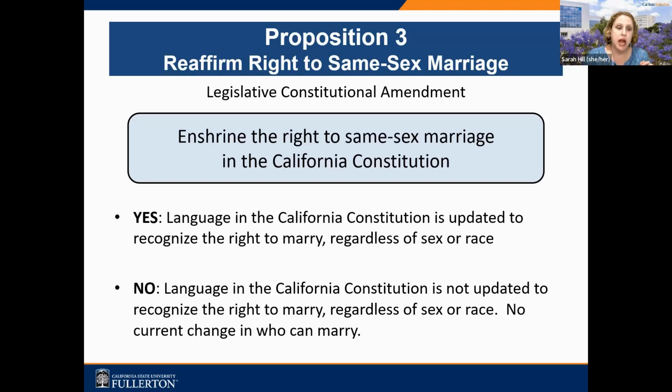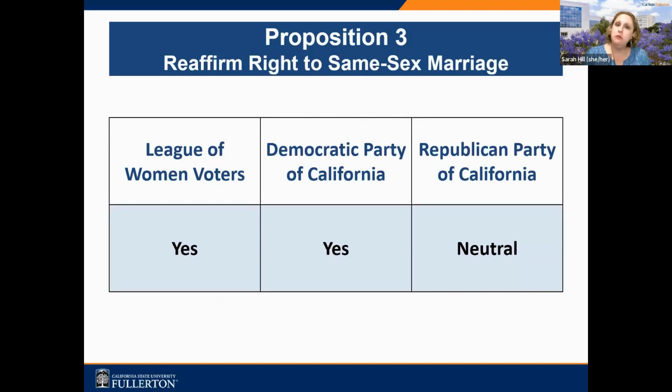A yes would update the language in the Constitution to recognize the right to marry, regardless of sex or race. And a no would not change the language in the California Constitution. It would still say marriage is only between a man and a woman in California, but there's not an actual change in who could marry currently because of the current Supreme Court ruling. So a little bit awkward there, but that's what this would mean. The League of Women Voters and the California Democratic Party both endorsed voting yes on this, and the Republican Party stayed neutral on it and did not give a recommendation.